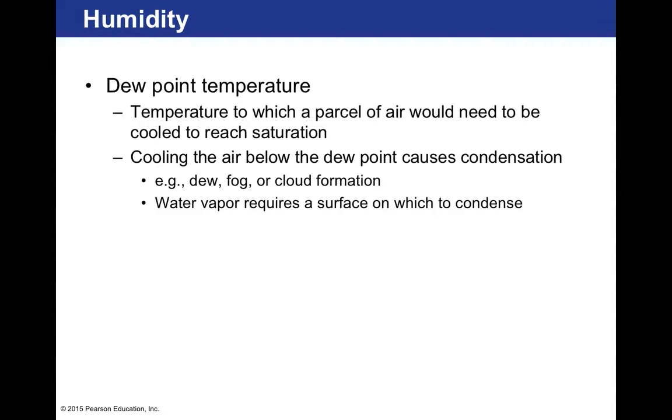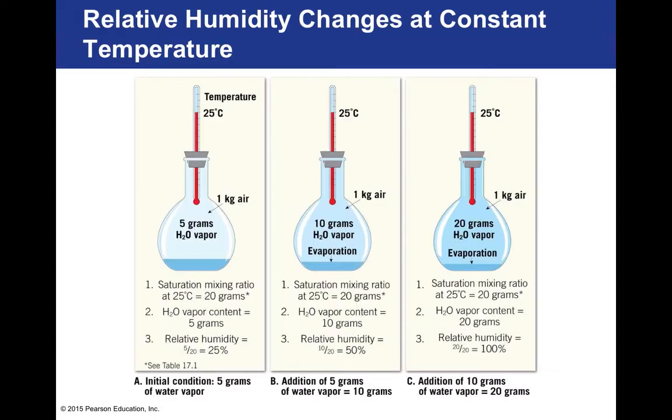We also have something called the dew point temperature. This is the temperature to which a parcel of air would need to be cooled to reach saturation. So cooling the air below the dew point will cause water vapor to come out of the air, and the process of condensation would come into play. So this is how you would form dew, fog, or even how clouds form. So water vapor requires a surface on which to condensate.